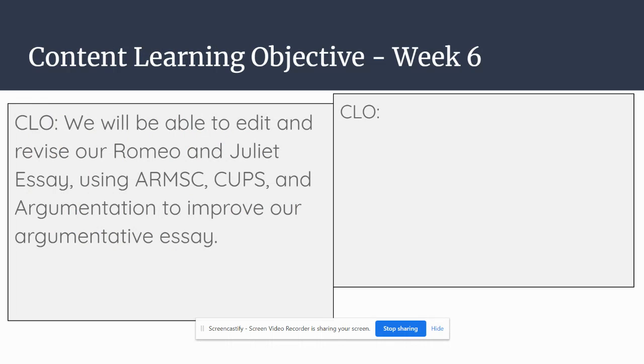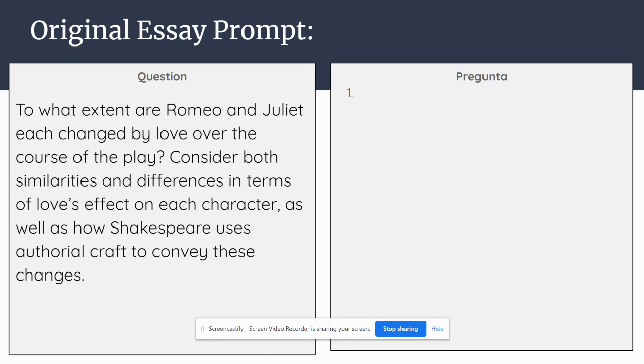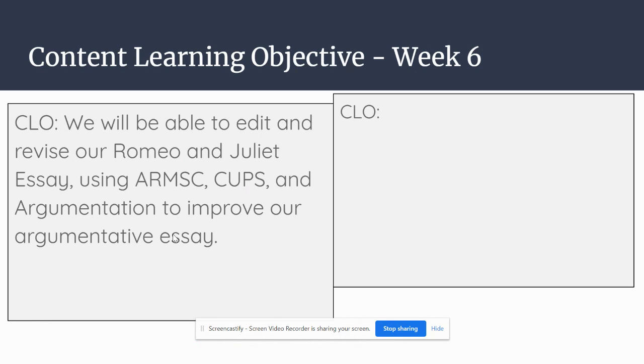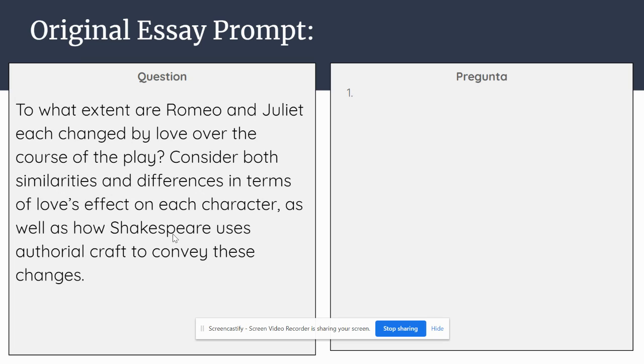All right. Again, our CLO. You should have that pasted in your document if you don't already. We will be able to edit and revise our Romeo and Juliet essay using ARMS, CUPS, and argumentation to improve our argumentative writing. And then here's a reminder of the prompt.